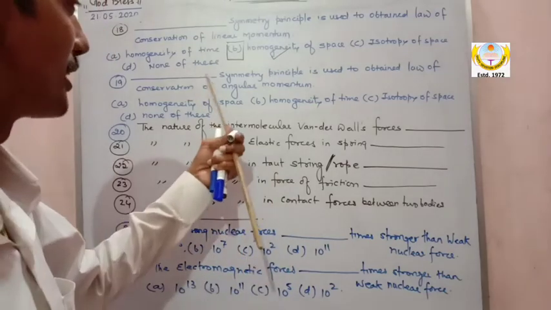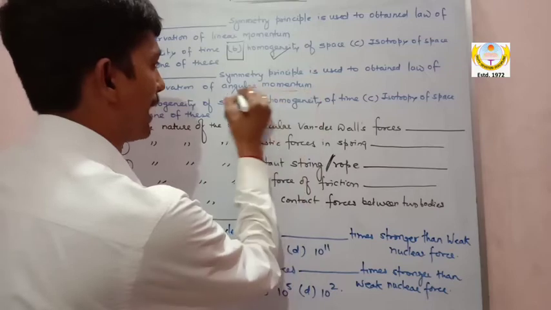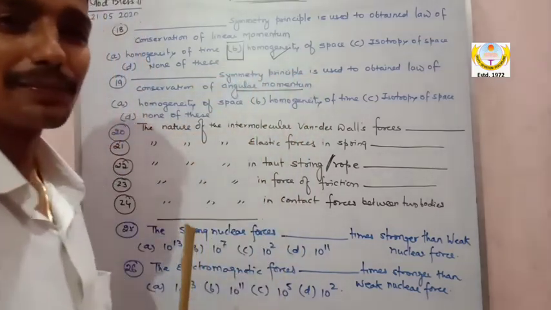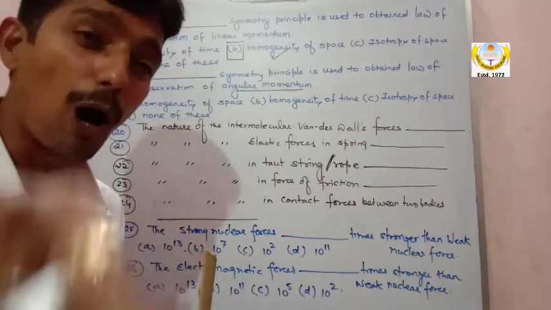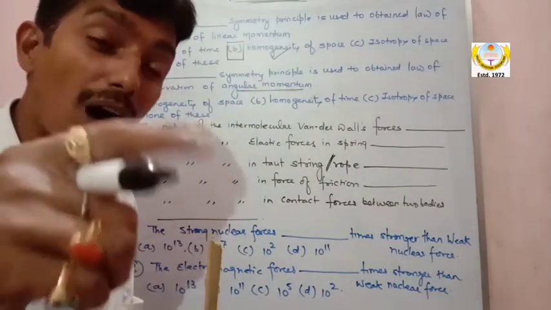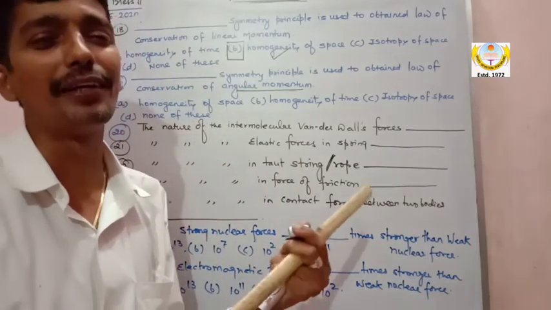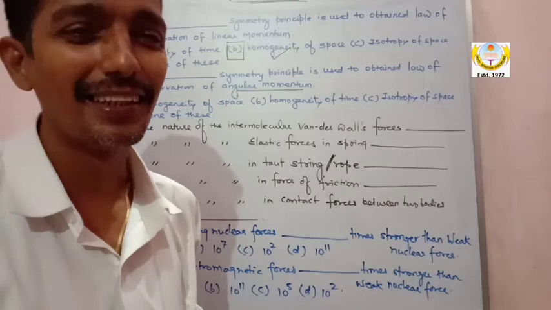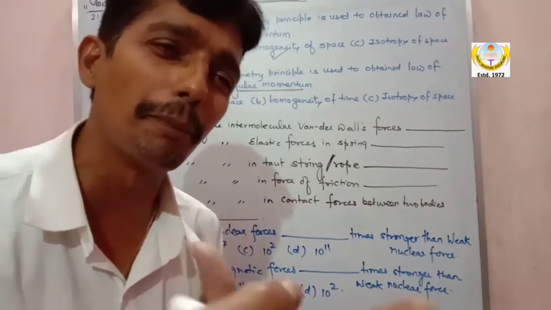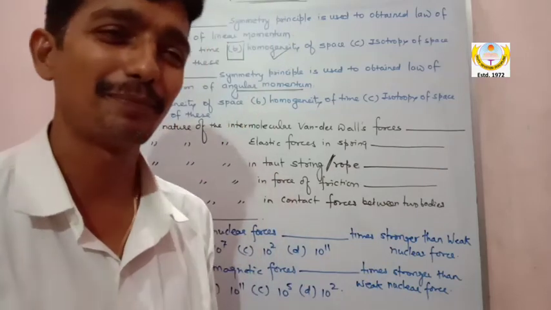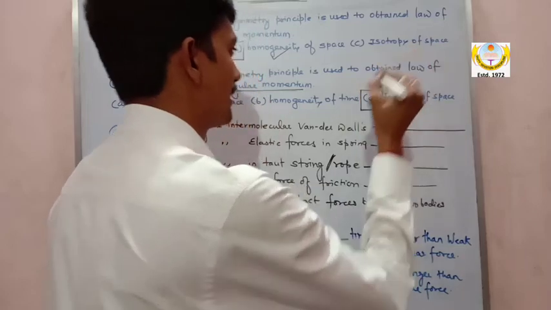And the next is, which symmetry principle is used to obtain the law of conservation of angular momentum? Angular momentum is related to direction, my dear. Torque. When torque is zero, that is, no preferred direction in space, sir. No preferred direction. The law that governs this is where there is no preferred direction. That is isotropy of space, the right answer.